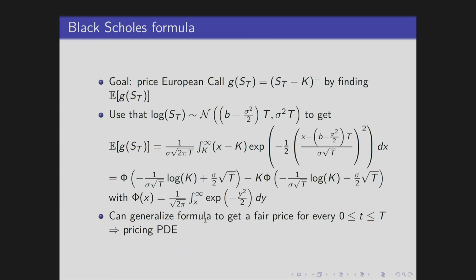This is the simple case, and we can also do this for different times. So basically, this is the price at time 0. You can also buy the option at some other time and get another price. And then at the end, we get a pricing partial differential equation, which is the deterministic equation that gives us the price of the option.